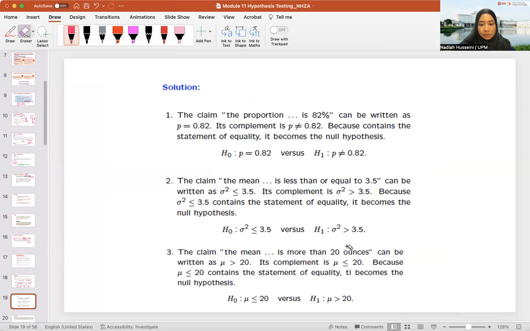And the claim that the mean is more than 20 can be written as mu greater than 20. So your 20 becomes your alternate. Its complement is mu less than or equal to 20. Because it contains a statement of equality, this becomes the null hypothesis.